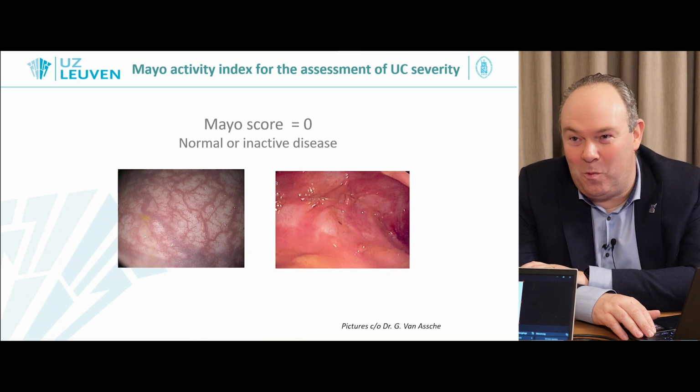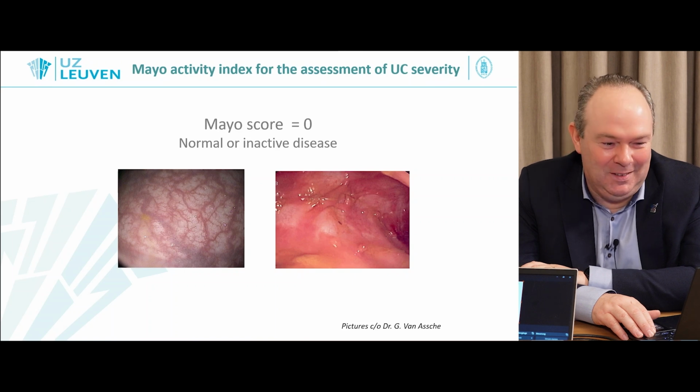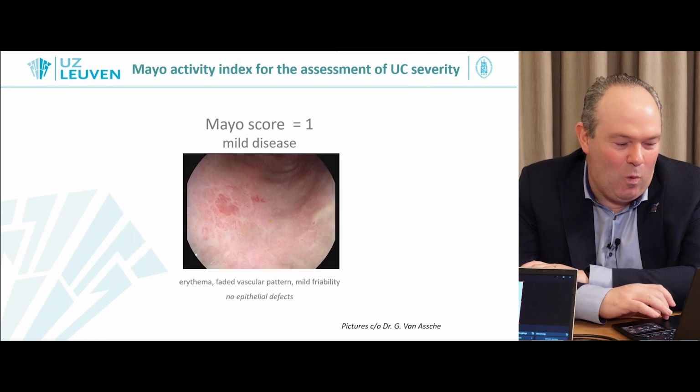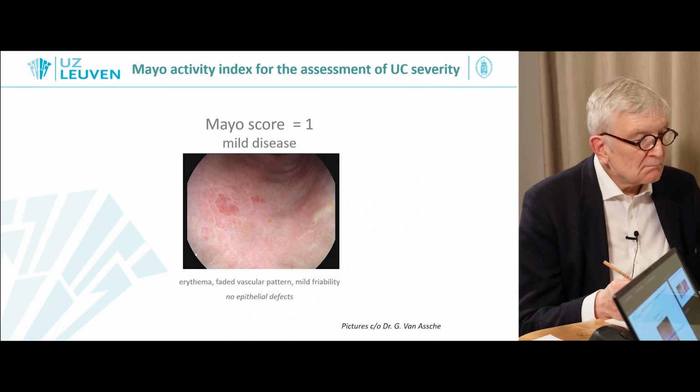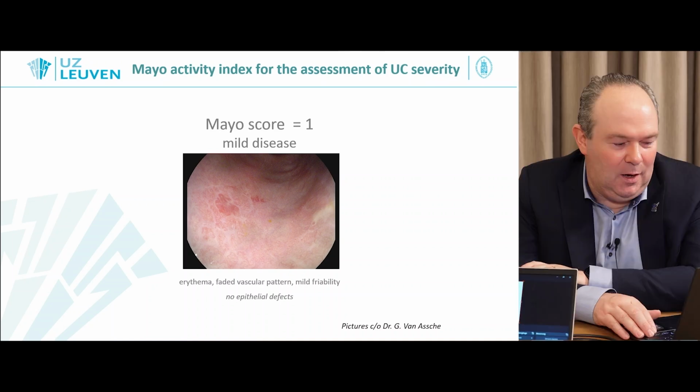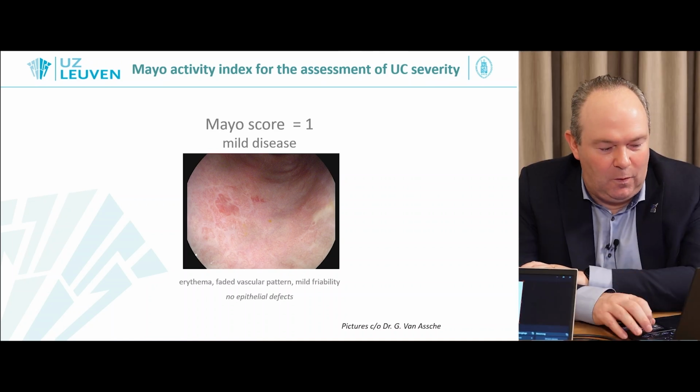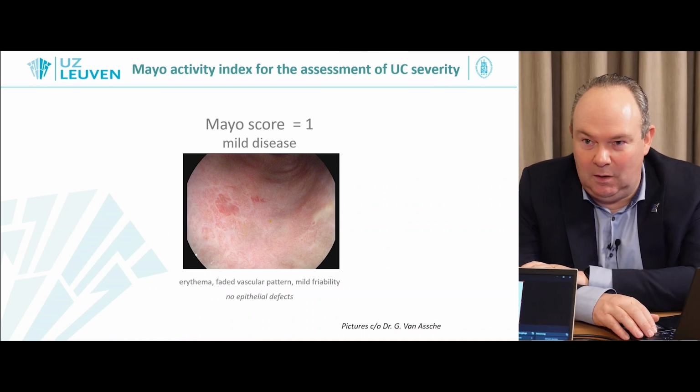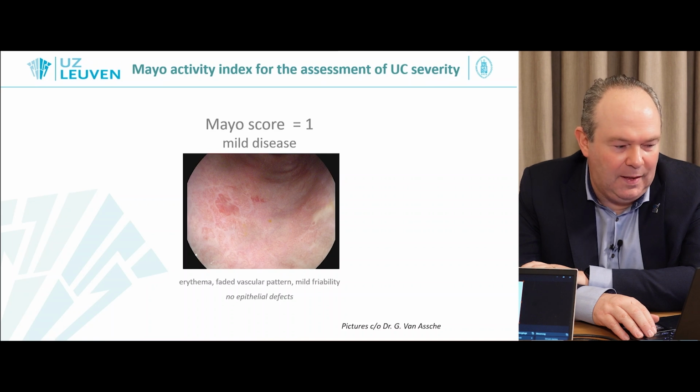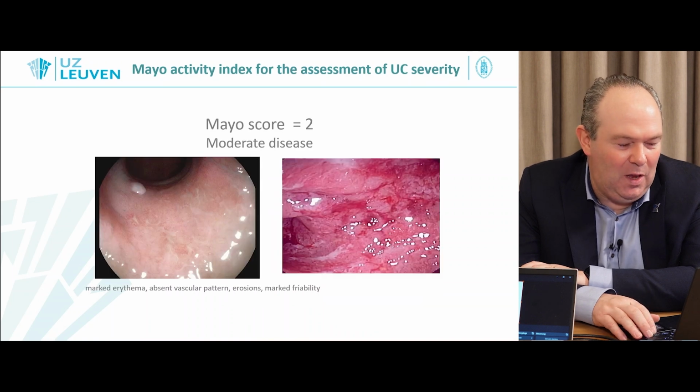Although in Mayo 1 you still have inflammation, right? So this is a typical Mayo 1 score where you have the erythema in the middle. There is no bleeding in this case, but especially the vascular pattern is gone. This really helps. And the most important factor is obviously that there is no epithelial defect there. That's the discrimination between Mayo 1 and Mayo 2.